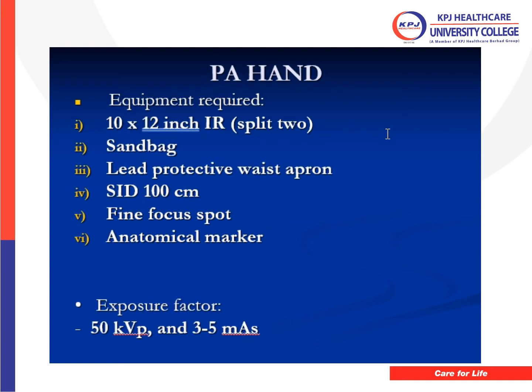And then equipment required. The technical factors include the exposure factors, which is range of 45 to 50 kV and 2 to 5 mAs. The size of the image receptor is usually 10 by 12, split into two, splitting method, and then sandbag as an immobilization, repetitive waist apron or gonad shielding. SID is 100, fine focal spot is used, and anatomical marker.